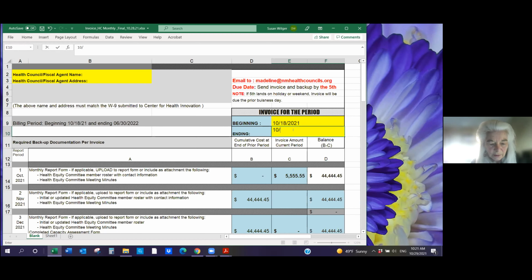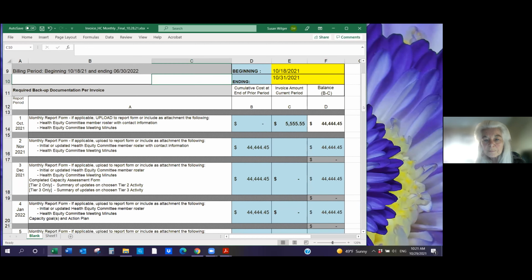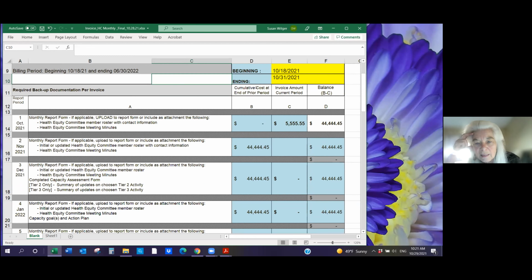So for purposes of this example, I'm going to pretend like it's just a 1 month reporting period. There are 3 columns. One is the cumulative costs at the end of the prior period. In other words, what is your balance at the end of the prior period? This first one is always going to be 0 because you haven't reported. It's your very first reporting period.